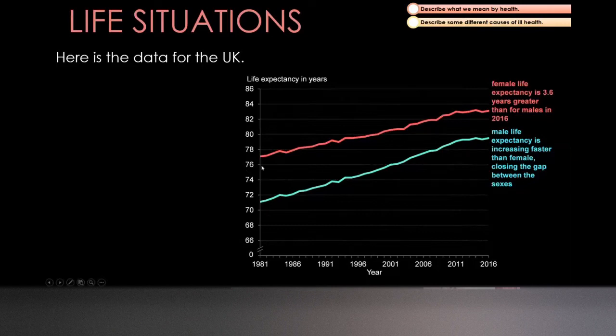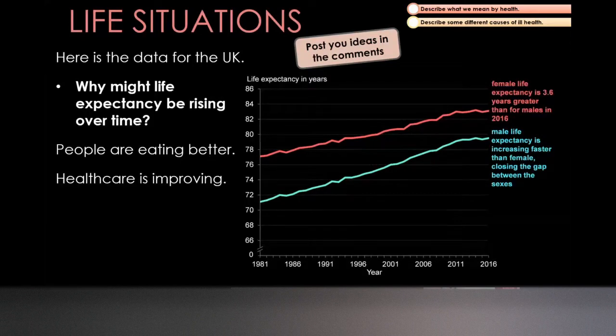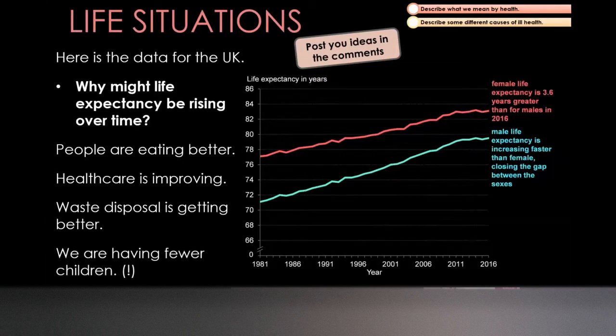Okay, cool. So people are eating better. Why might life expectancy be rising? Well, people are eating better, as has been mentioned. Healthcare is improving. The technology, the techniques, and the medicine that we use in healthcare are all improving. Waste disposal is getting better, or pollution is decreasing. And we're having fewer children as well. Generally speaking, as time passes, the number of children per family tends to drop, which is interesting.